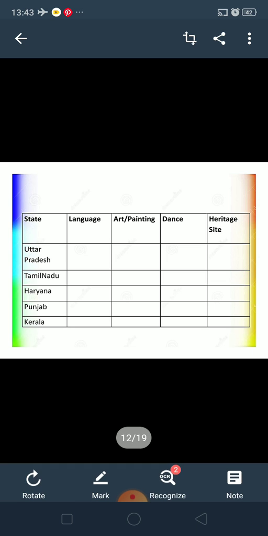Tamil Nadu, language, Tamil. It's a classical language of India as well as the oldest language of India. Painting style, Tanjavur paintings. Dance, what's shown in the first picture, Bharatnatyam, and the popular site is Brideshwara temple. The picture was shown to you in yesterday's video, Brideshwara temple, Tanjavur. Again, I'm repeating the answer. Tamil Nadu language, Tamil. Art or painting style, Tanjavur paintings. Dance, Bharatnatyam. Heritage site, Brideshwara temple.